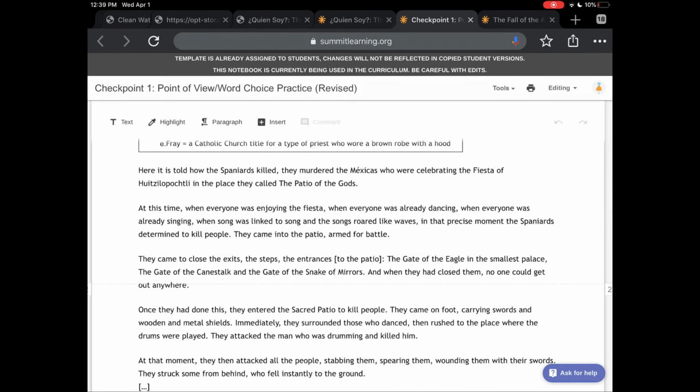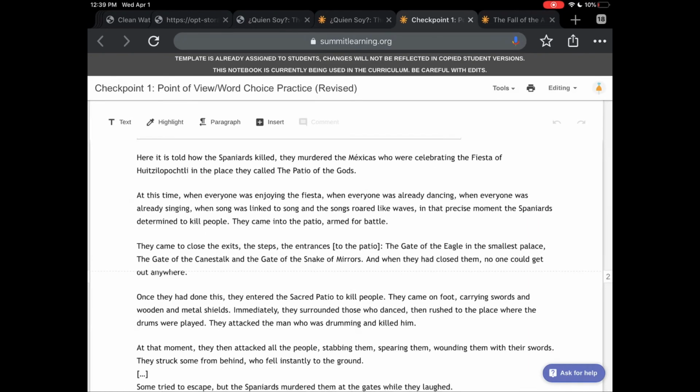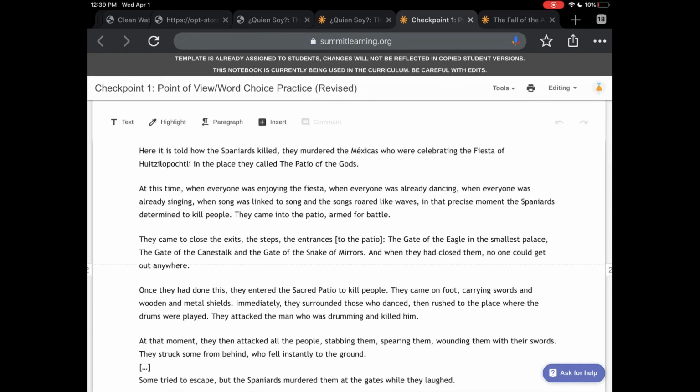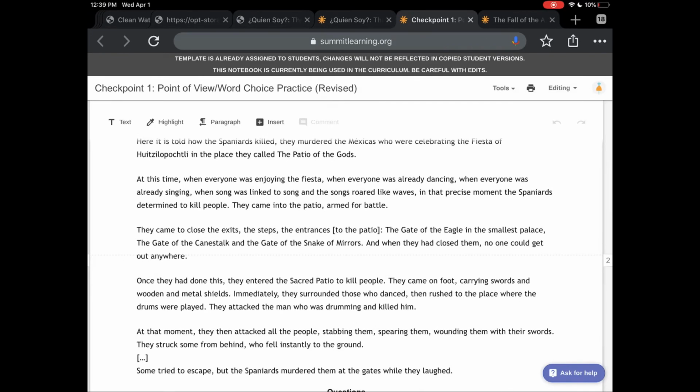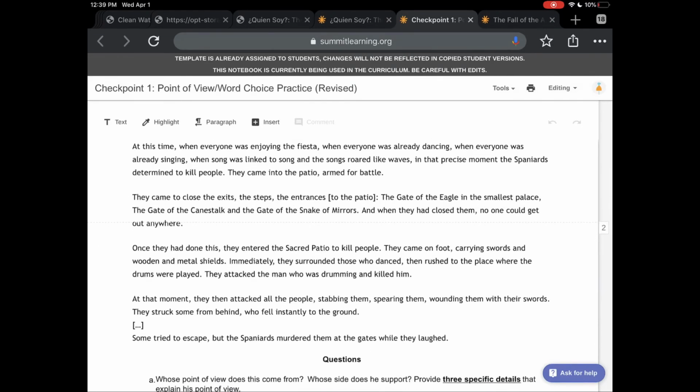Here is how the Spaniards killed and murdered the Mexicas who were celebrating the fiesta of Huitzilopochtli in the place that they called the Patio of the Gods. At this time, when everyone was enjoying the fiesta, when everyone was already dancing, when everyone was already singing, when song was linked to song and the songs roared like waves, in that precise moment, the Spaniards were determined to kill people. They came into the patio armed for battle.